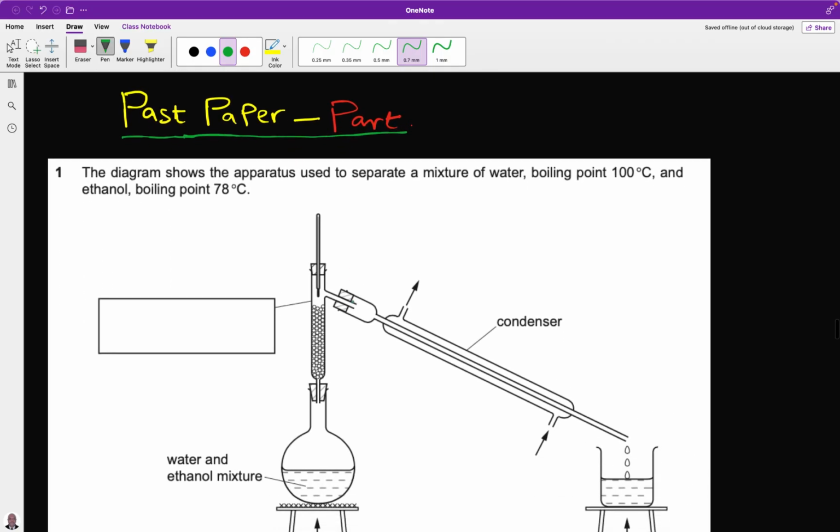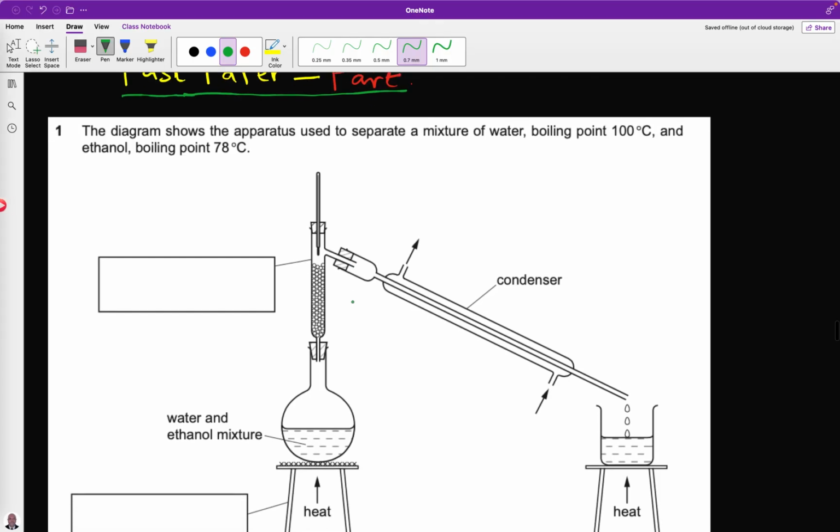Now, let's go to the last part, which is a past paper. This is just part of a past paper, for my learners, an example of what we have just done. Question number 1. The diagram shows the apparatus used to separate a mixture of water, boiling point 100 degrees Celsius, and ethanol, boiling point 78 degrees Celsius.